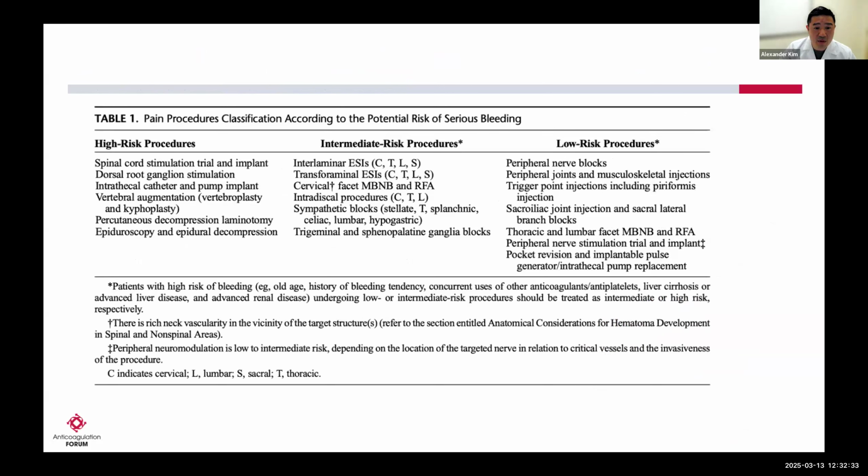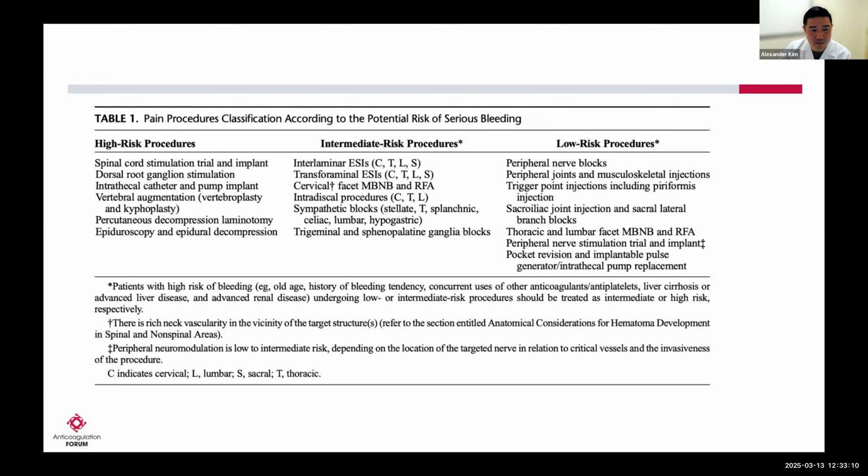So this is a table from these guidelines, and it's actually fairly straightforward. These procedures are pretty representative of pretty much all of the types of procedures that we do as interventional pain providers. And they're all stratified in terms of bleeding risk. So there's high risk, intermediate, and low risk procedures. And you can certainly get into a little bit more detail, but I think that's beyond the scope of the talk today.